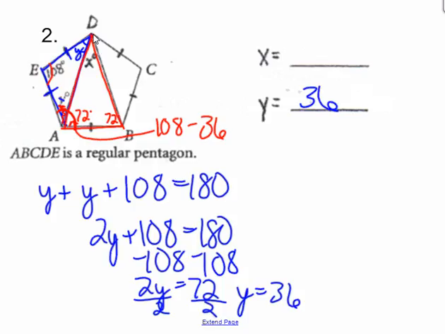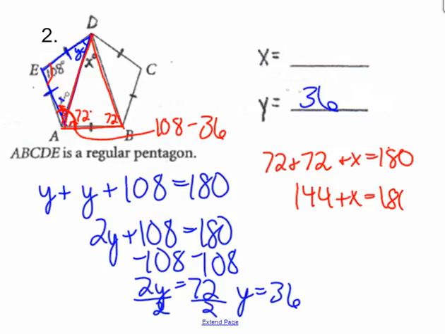So to find x, I'm going to do the same thing. I'm going to do 72 plus 72 plus x equals 180. Add these two together. Subtract. And I'm left with 36.